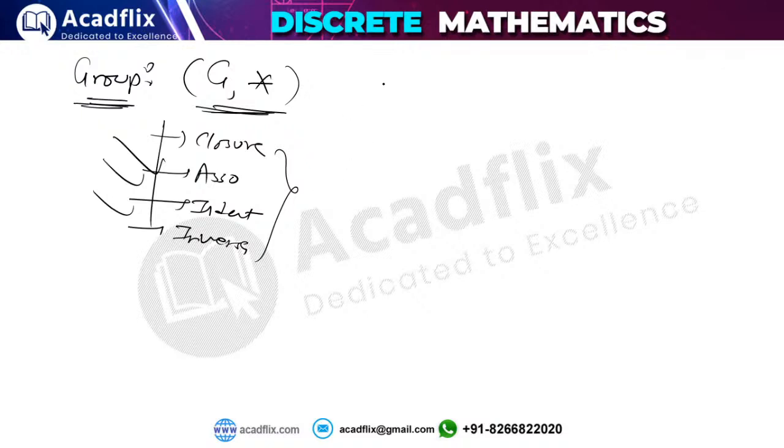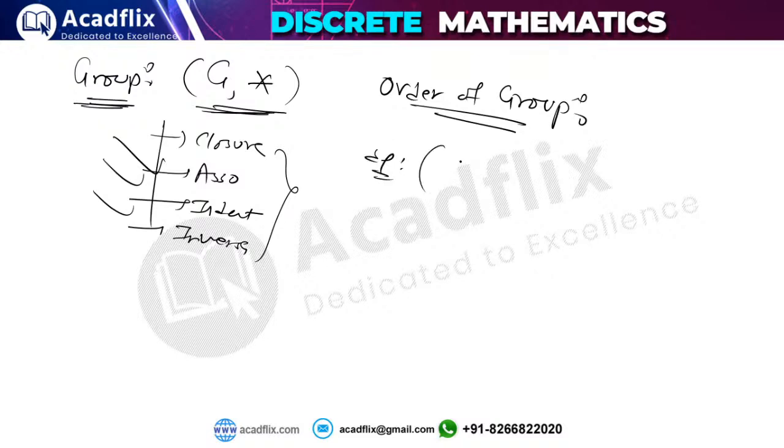What do we mean by the order of a group? This is the first thing that we will see today. The order of a group is nothing but the number of elements in that group. For example, let's assume you have this group, which we saw in the last class also: true, false, and let's assume our operation is conjunction.